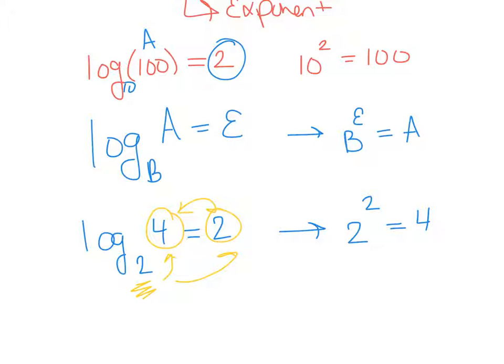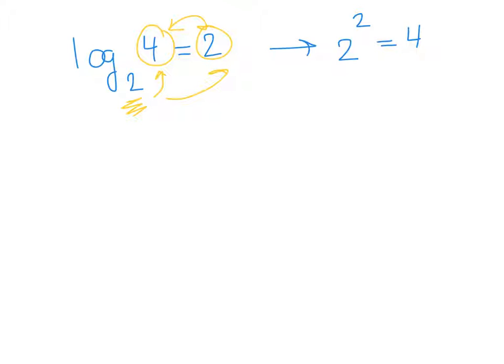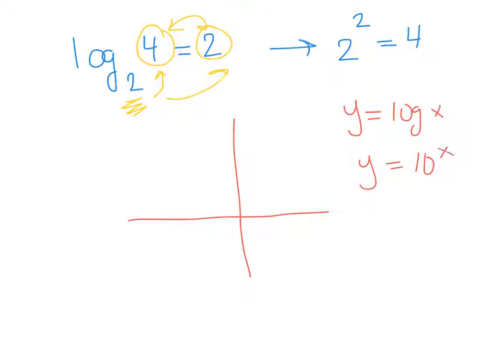The key thing to really understand about logarithms is that they are the inverses of exponents. And the easiest way you can see this is if you sketch the graph y equals log of x and the graph y equals 10 to the x. If you sketch y equals log x, you will see a graph that looks like this. And if you sketch 10 to the x, you'll see a graph that looks like this.